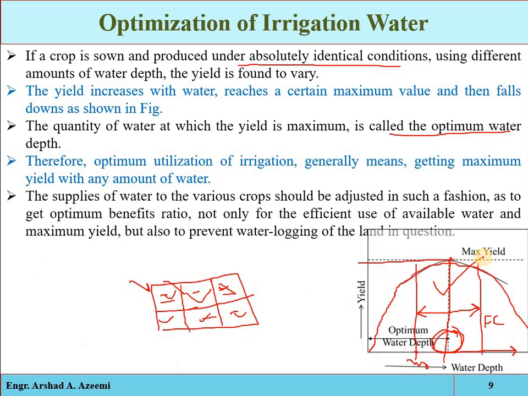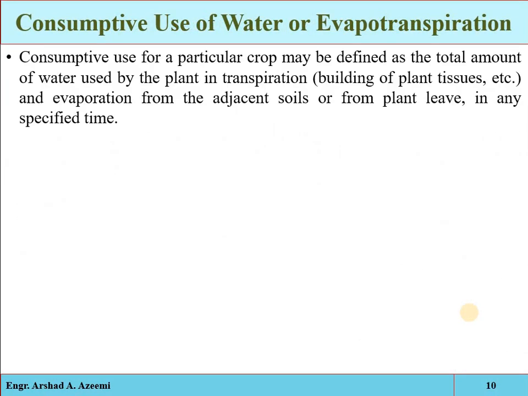The supply of water to the various crops should be adjusted in such a fashion as to get the optimum benefit ratio. And that will be the readily available water, from the field capacity to the lower limit of the readily available water. Now actually we are discussing two terms. One is the consumptive use and the second one is the evapotranspiration.